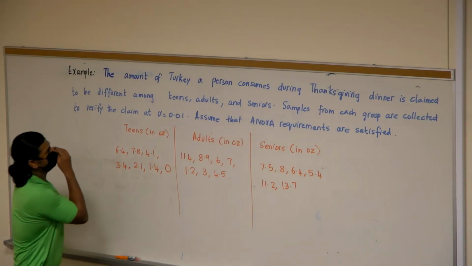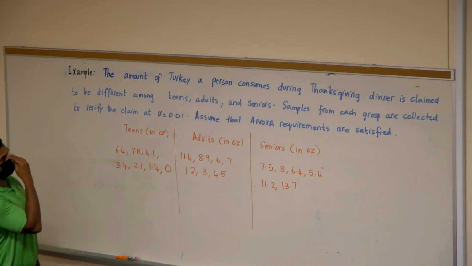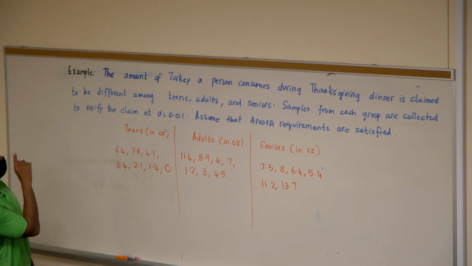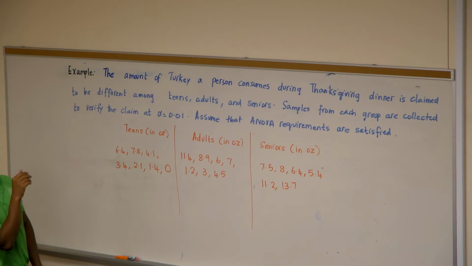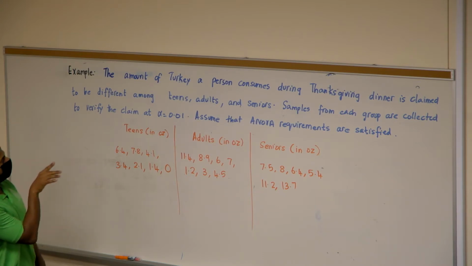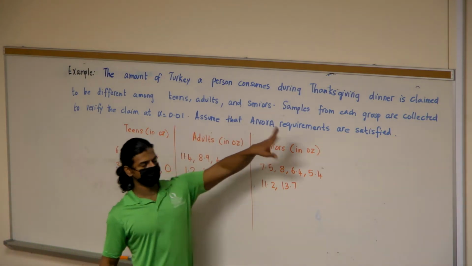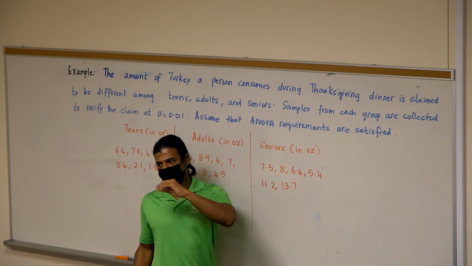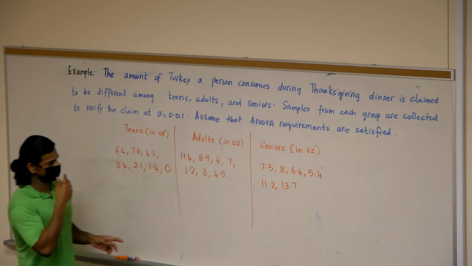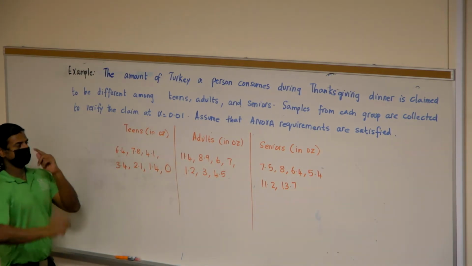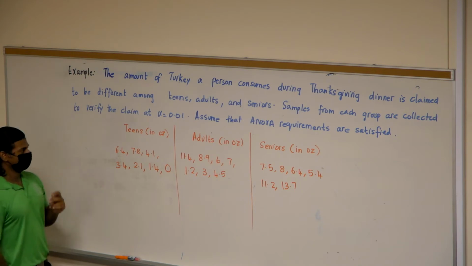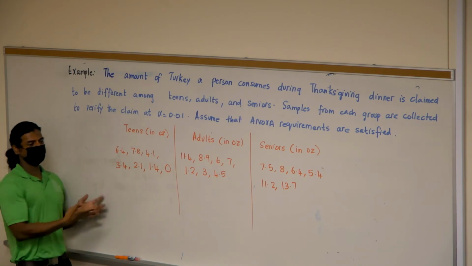So the amount of turkey a person consumes during Thanksgiving dinner is claimed to be different among teens, adults, and seniors. Samples from each group are collected to verify the claim. We're going to assume that ANOVA requirements are satisfied, because I just made this problem up. But I'm going to make an assumption for the sake of this problem. So, how do we collect this data?